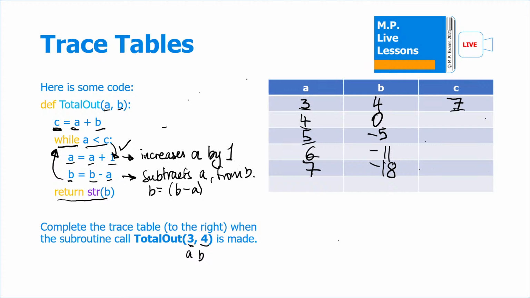Is 7 finally less than 7? No, it isn't, because it's the same, it's not strictly less than. And then it will return B, which is minus 18. But we don't need to do that because we've just completed the trace table. And remember, you won't need all the rows.